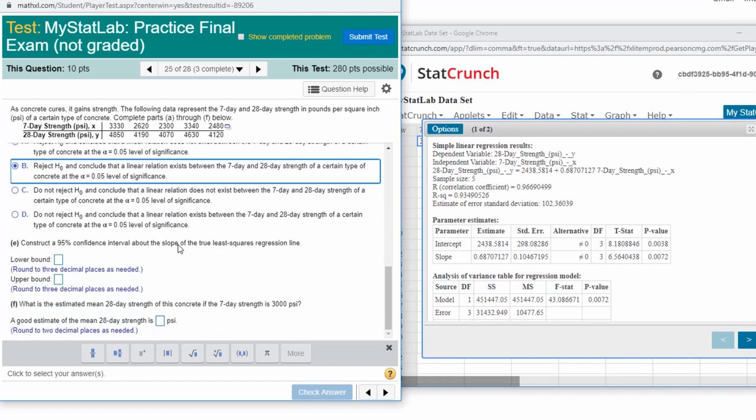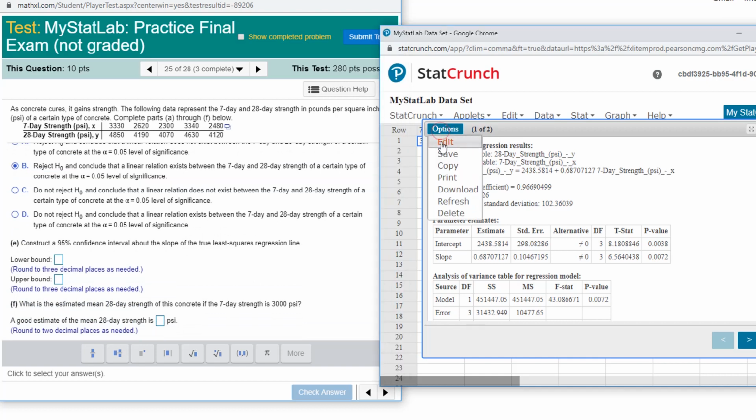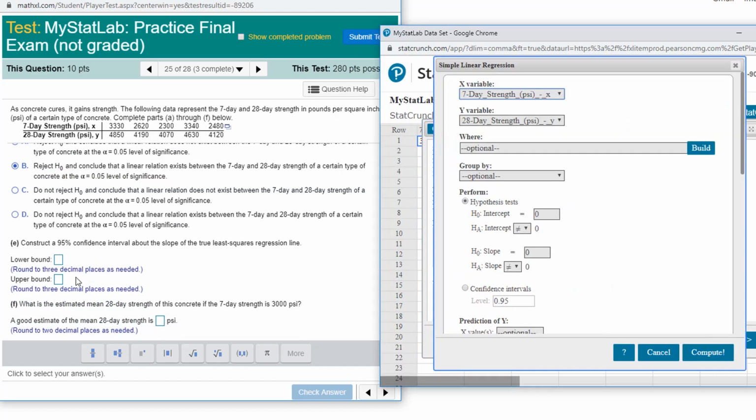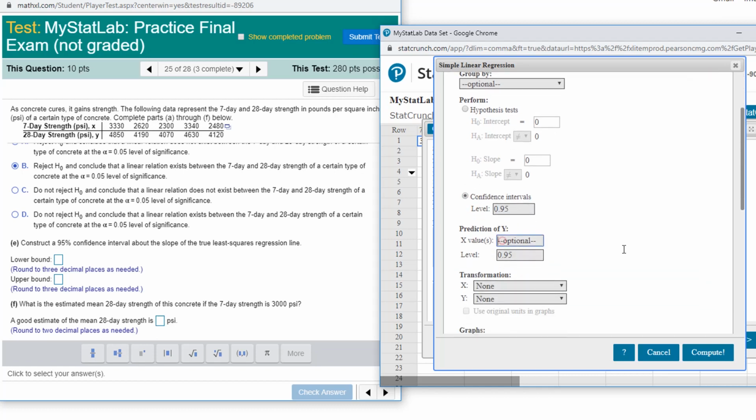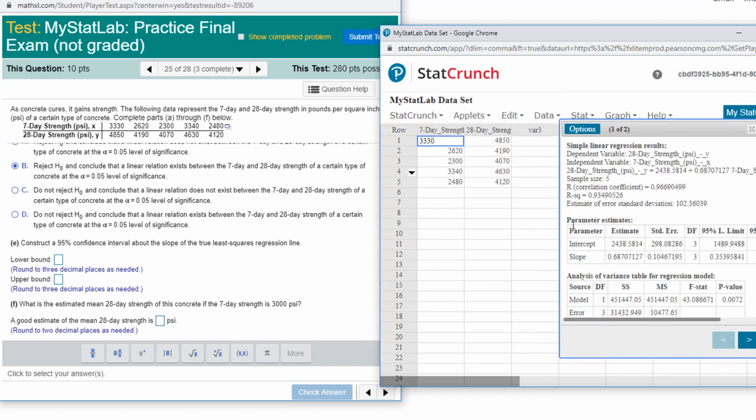Okay, that's it. Now I'm going to go back to edit. I can see we're asked for a confidence interval, and while I'm at it, I'm going to put in my X value of 3000 psi, because I'm going to need both of those things.